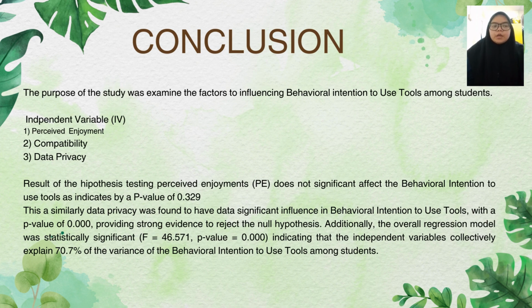Additionally, the overall regression model was statistically significant, F equals 46.571, and the p-value is 0.000. This indicates that the independent variables collectively explain 70.7% of the variance in the behavioral intention to use tools among students.